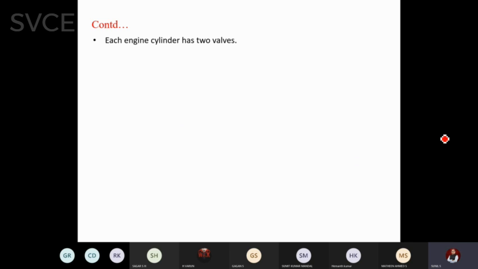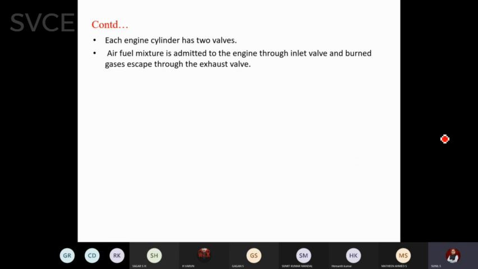Any engine cylinder usually has two valves. One valve is for the inlet. As I discussed, the air fuel mixture enters if it is a petrol engine, or if it is a diesel engine, only filtered air enters into the engine, and through the exhaust valve the products of combustion, the byproducts of combustion, will be moving out.